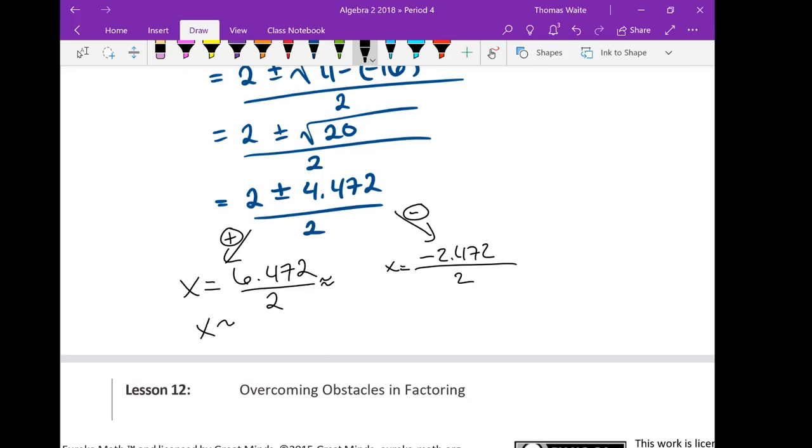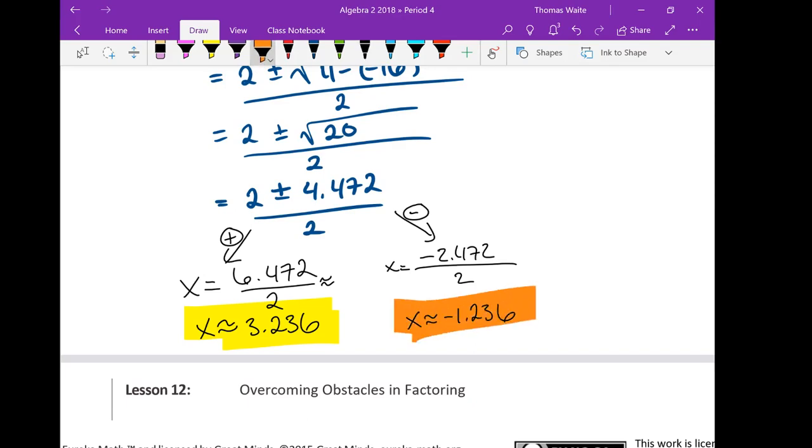And this one's going to give us an x. I'm going to use the approximate squiggles. Again, we did approximate our square root to 3 decimal places, so I'll just keep our approximate there for right now. 6.472 divided by 2 is 3.236. Check. And the second solution will be -2.472 divided by 2. X is approximately equal to -1.236.